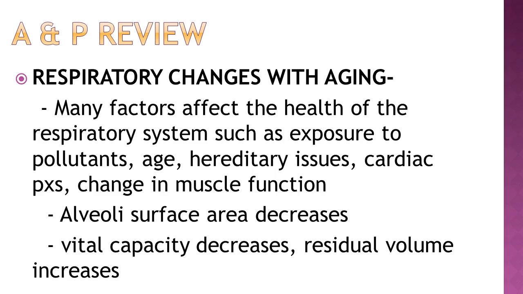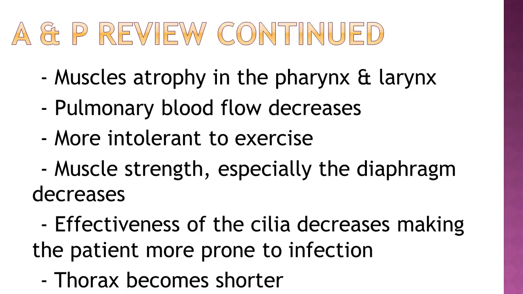Alveoli surface decreases, vital capacity decreases, residual volume increases. Muscles atrophy in the pharynx and larynx, pulmonary blood flow decreases, and patients are more intolerant to exercise. Muscle strength, especially the diaphragm, decreases, and effectiveness of the cilia decreases, making the patient more prone to infection. That's why as people get older, they're more prone to bronchitis and respiratory infections, because these cilia are little hair-like structures that push away those pathogens or organisms that try to get into the respiratory system.